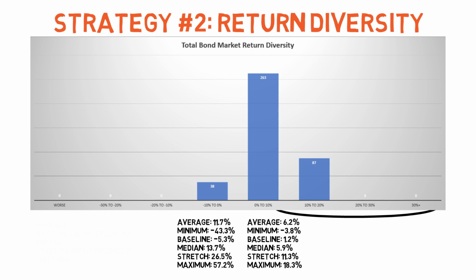Quite a difference, right? Sure, the highs aren't nearly as high, but the lows also aren't nearly as low. As a result, the sequence of return risk has, historically anyway, been lower for Vanguard's Total Bond Market Fund than its S&P 500 Index Fund.